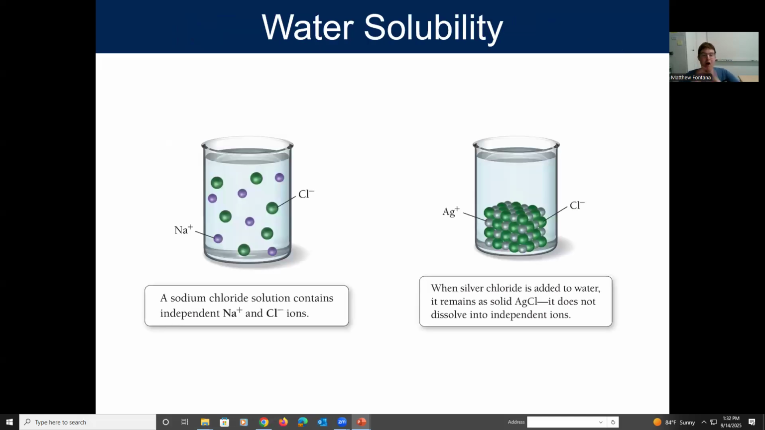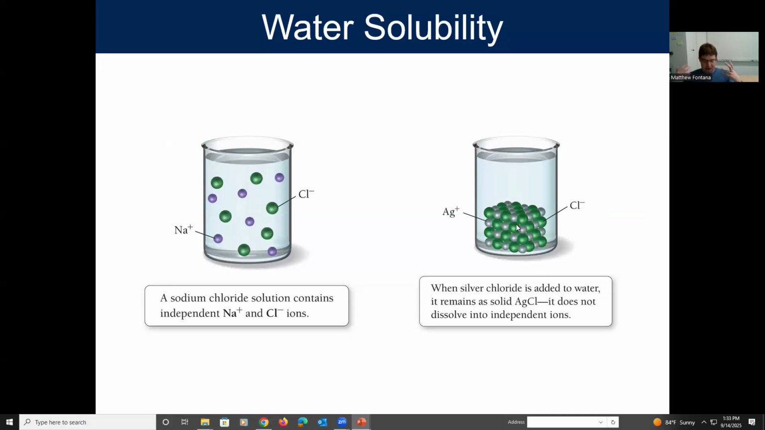All right, so as a refresher, water solubility. We know that sodium chloride is going to be dissolved in water. We know this from our daily lives. You add salt to water, it dissolves really easily. So sodium chloride has a really high solubility in water. Another ionic compound is the solid silver chloride. If you add silver chloride to water, you'll notice it's not going to dissolve. So you're going to have no solubility of silver chloride in water.